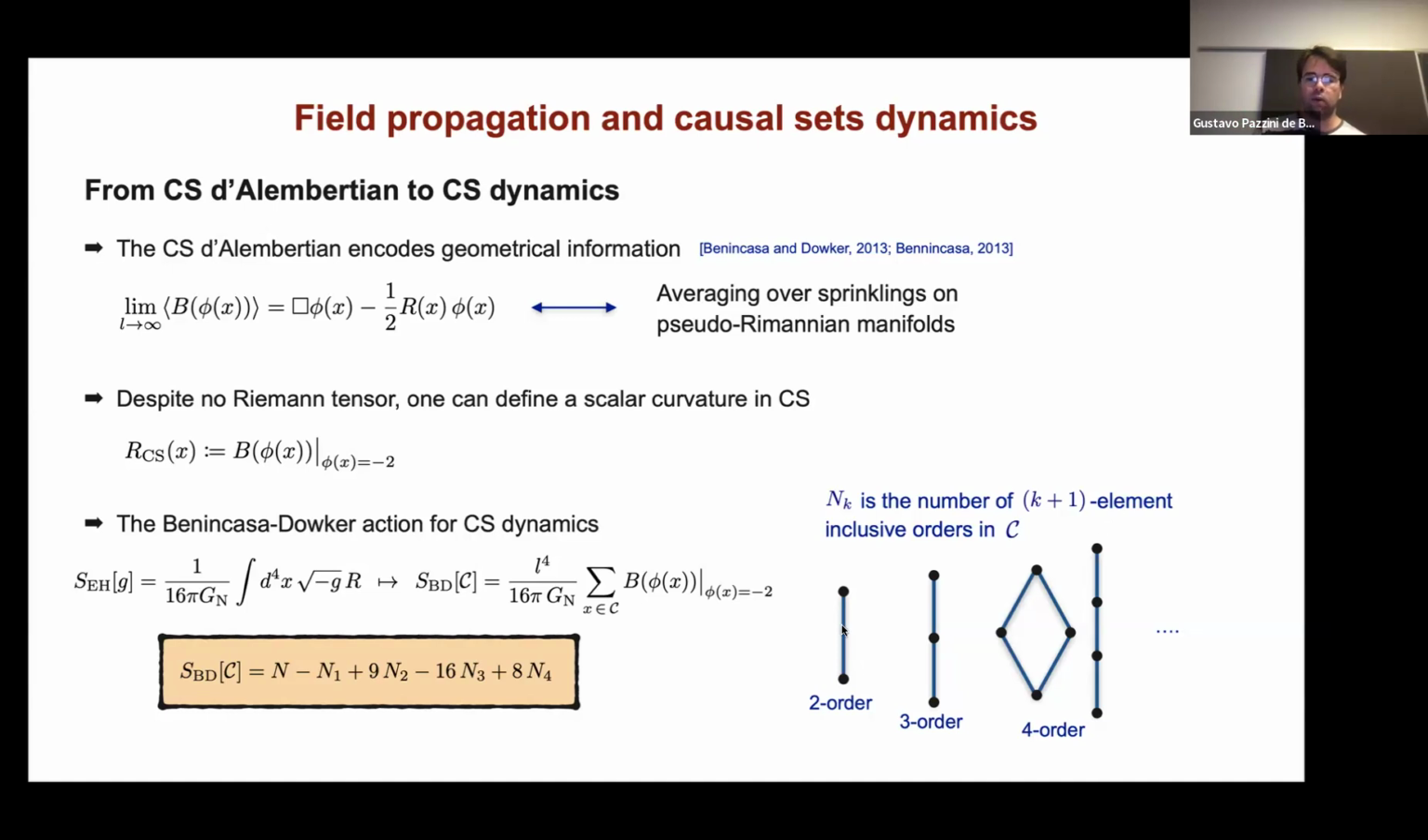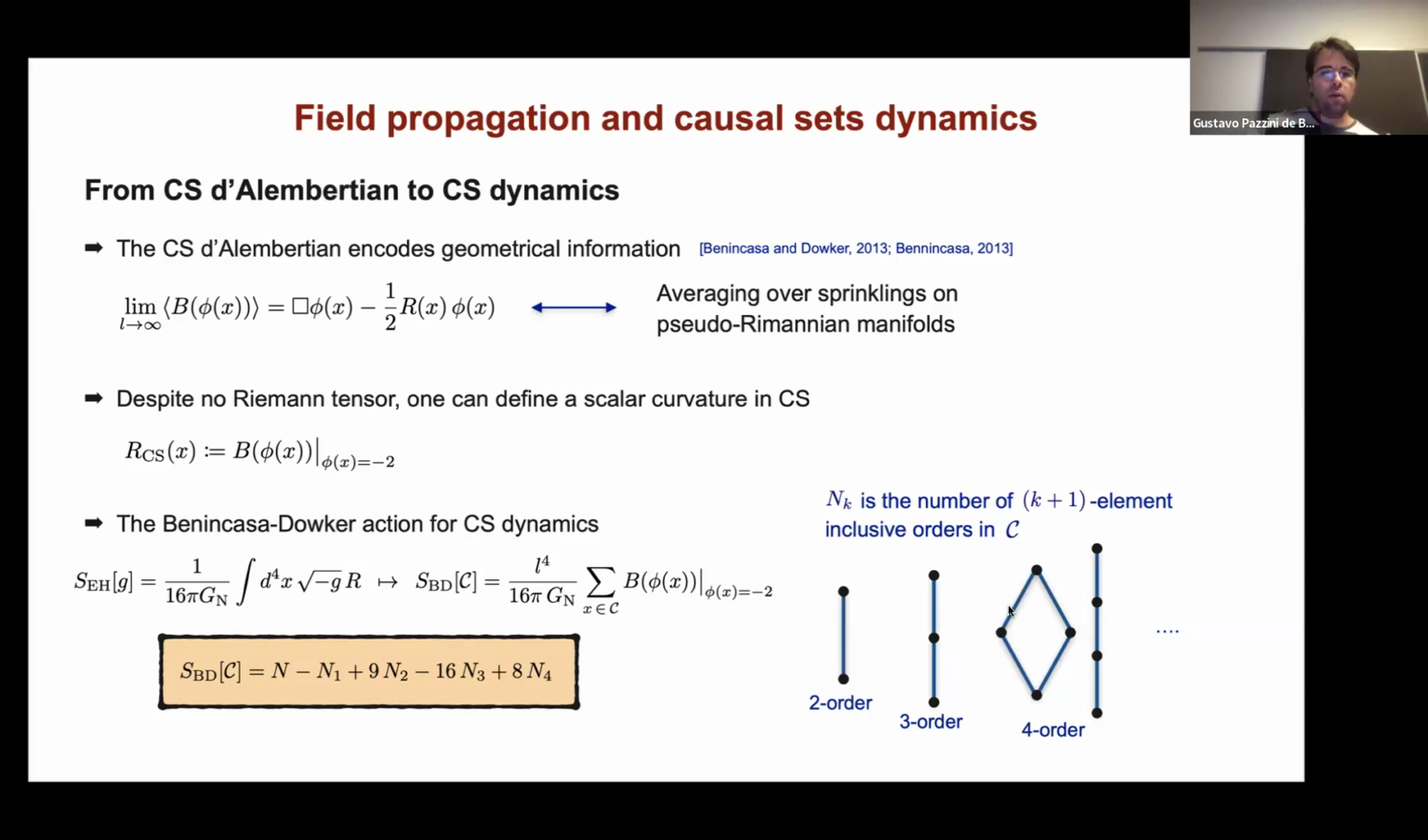So this is an example of a 2 order. This is a 3 order. These 2 contributions here, these 2 chains, the diamond of the chain here, correspond to a 4 order, and so on. So the idea is these kinds of intervals contain a certain number of elements, and they are causally connected.